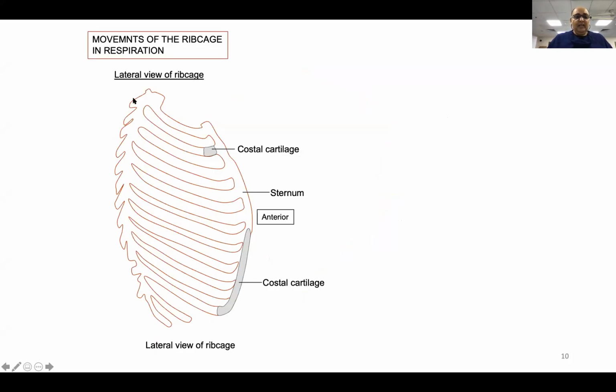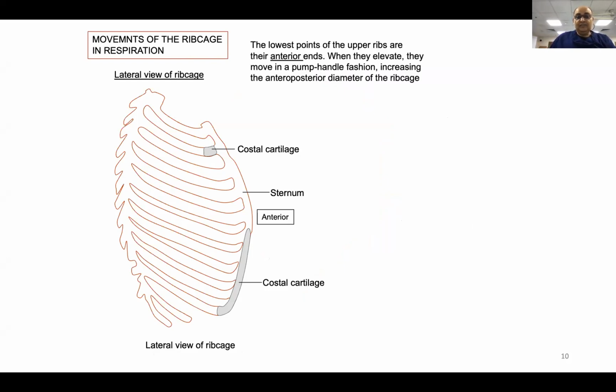So now we are looking at the rib cage from a side view. This is a lateral view of a rib cage. And now we are talking about the movements of the rib cage in respiration. When we are bringing some respiratory movements, how does this rib cage behave, and how is it possible for expansion and then going back, increasing different dimensions so that the lungs can be prepared to accommodate and suck in air? So now let's focus at the lowest point of the upper ribs, their anterior ends. So this is their lower end.